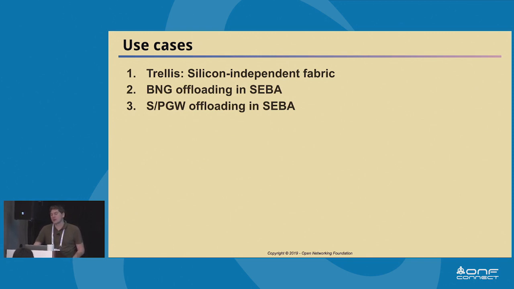The first one is Trellis, and now we are able to provide a silicon-independent fabric using P4. The second one is the ability to offload very common functionality in residential networks called BNG. And now we do this in SEBA, one other project inside ONF. And finally, how do we offload another functionality that's more common in mobile networks, which is the serving and packet gateway. I'll talk more about the different functions in a second.